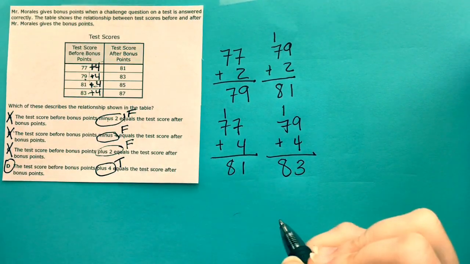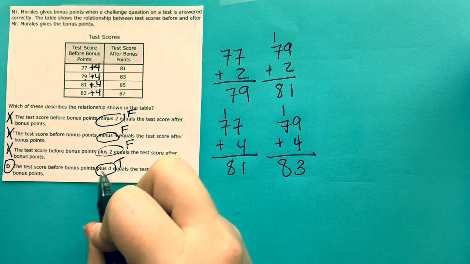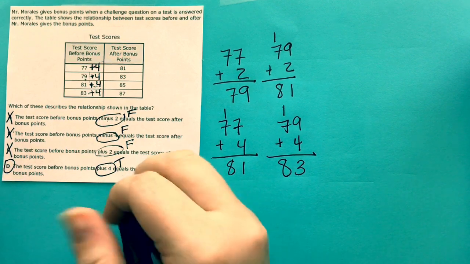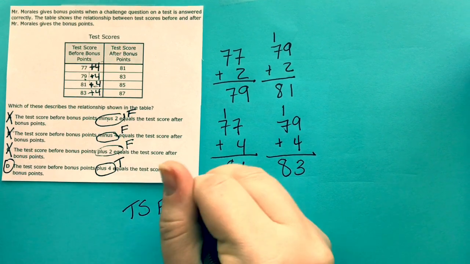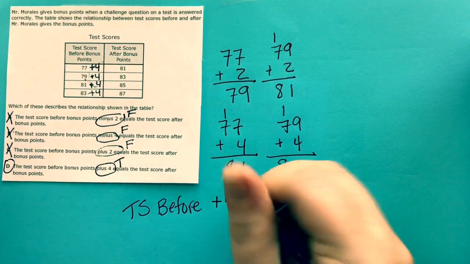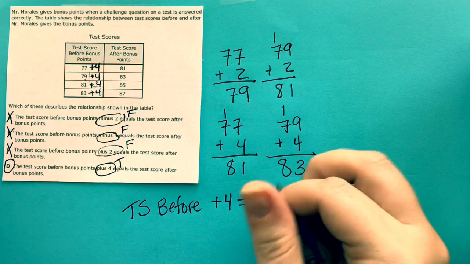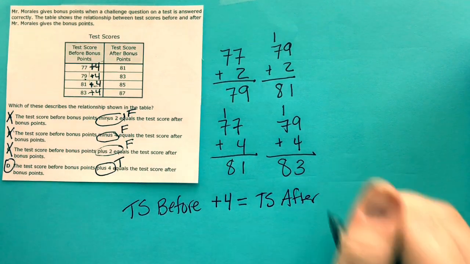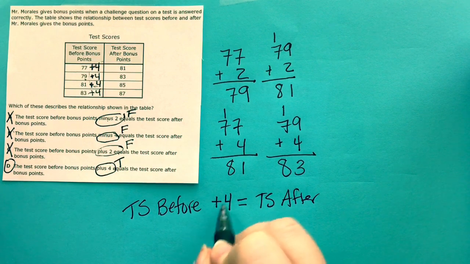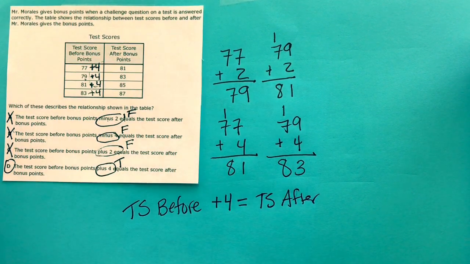So if I wanted to write a formula for this, now that I have the correct rule in the relationship here, I would say the test scores before plus 4 equals my test score after the bonus. And that 4 points, that plus 4, is going to be our challenge question.